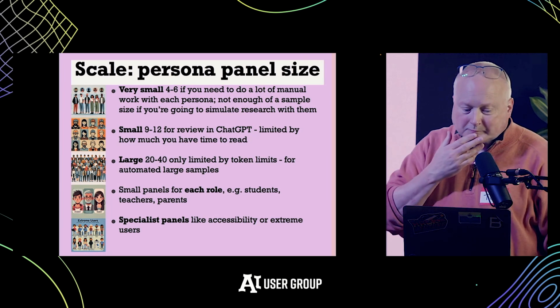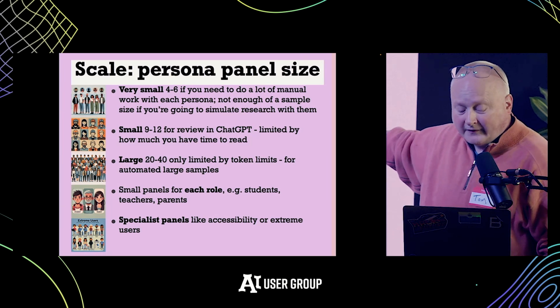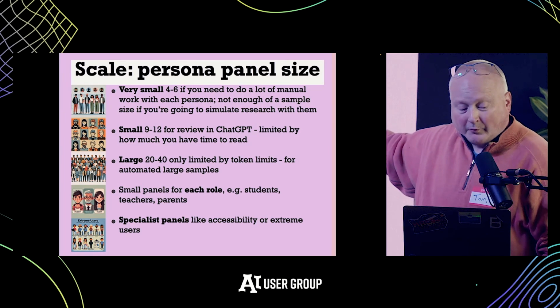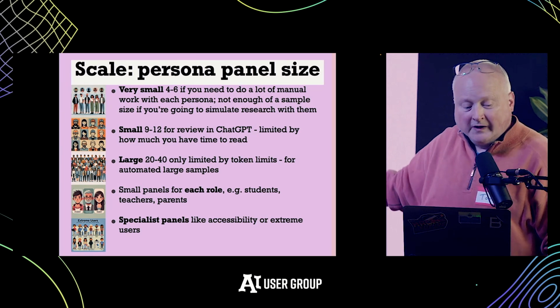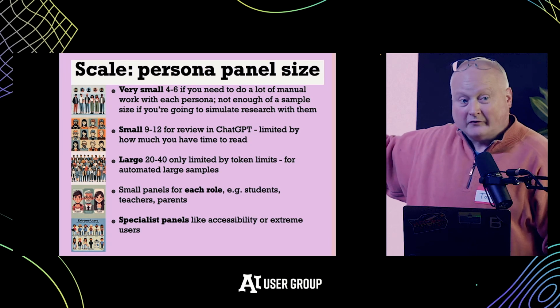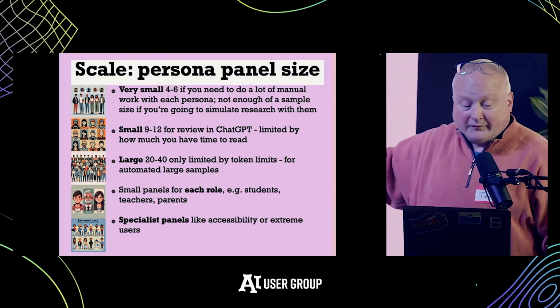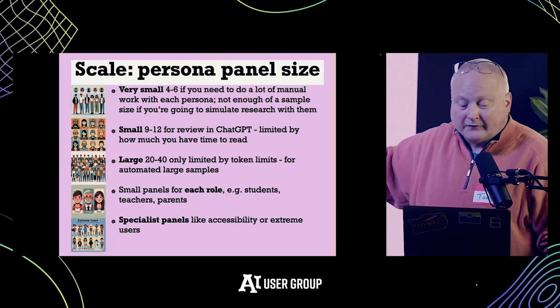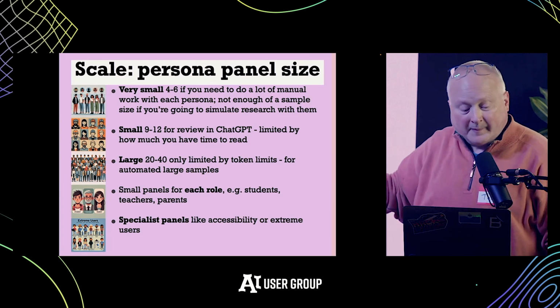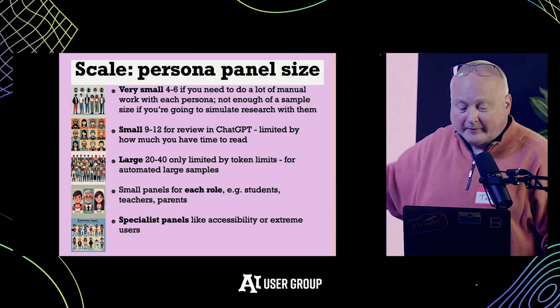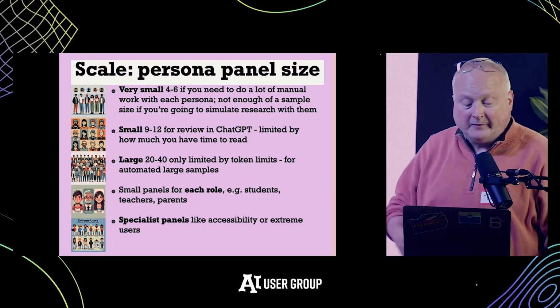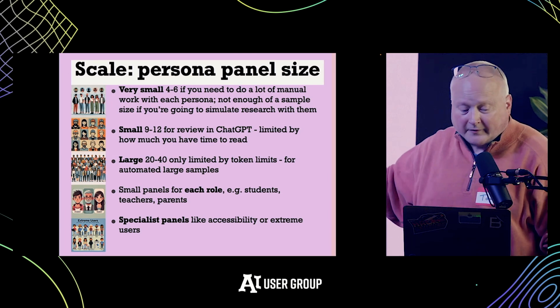The advantage of that large set is you're able to scan over a much larger range of different behaviors. Then you can also have very small panels, like one per role: a student, teacher, and parent, where each of those is a persona. Often I would have many personas for each role, but you could have one for each role. And then you'd have a variety of specialist panels, whatever size they need to be. Accessibility is an example of that.